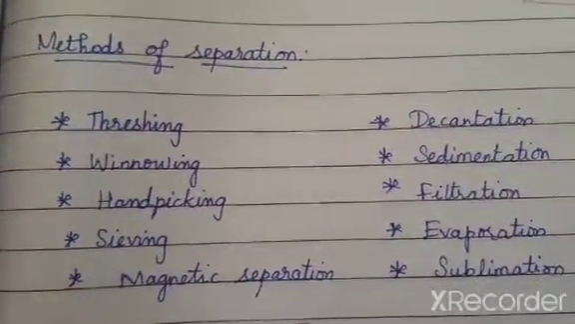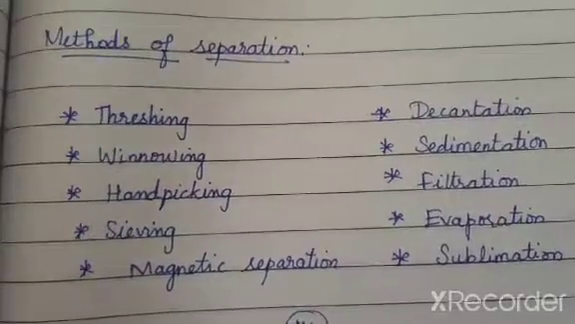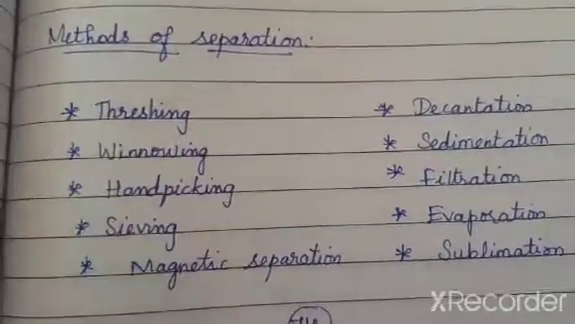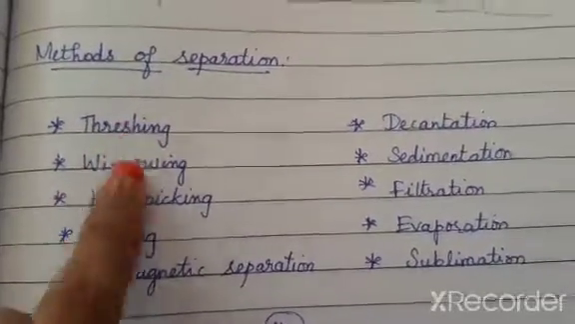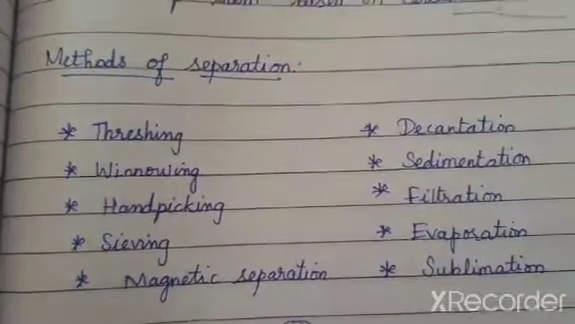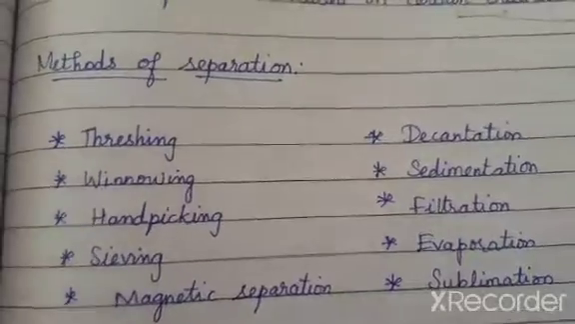Okay, so in the upcoming classes we are going to see in detail about each method of separation. Threshing, winnowing, hand picking and all, you have already learnt in your biology. You would recall it in the next class once I teach.